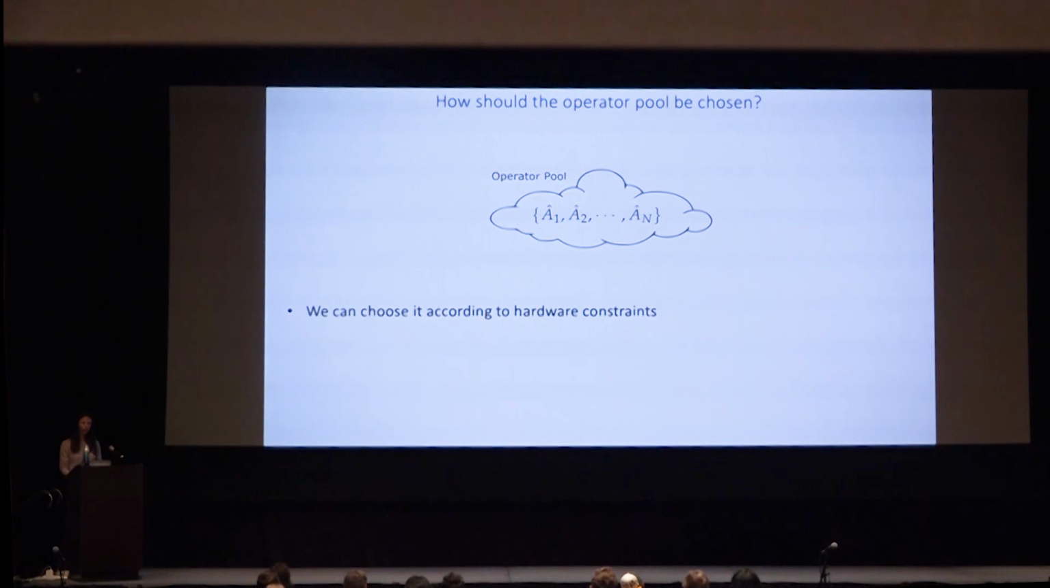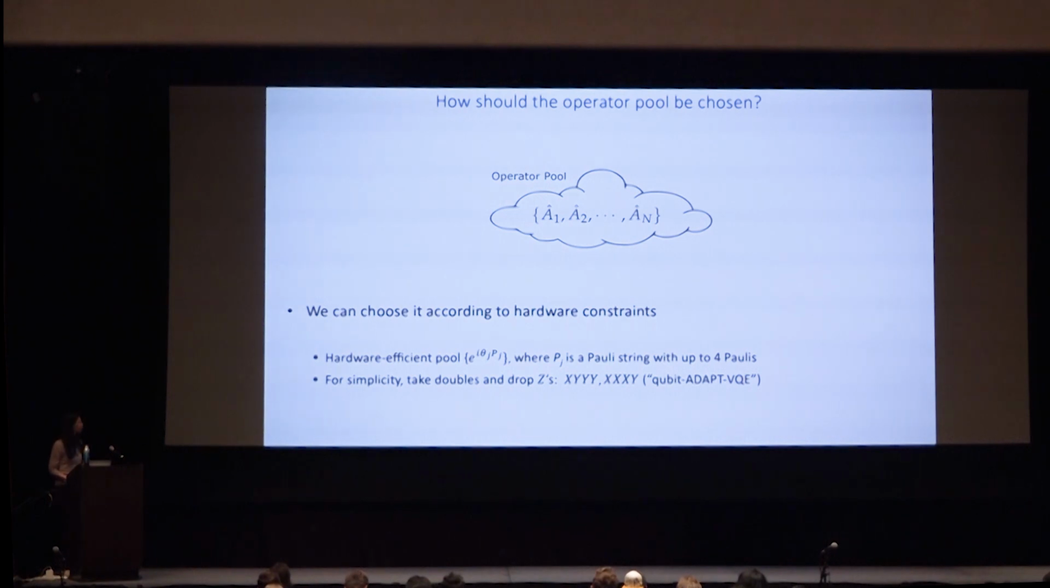So I still haven't addressed exactly how we should pick the operator pool. Again, how you choose this operator pool will be critical to how well the algorithm will perform. And one thing you can do is take inspiration from the hardware efficient ansatz and build in constraints of your quantum processor. So let's look at some examples of that.